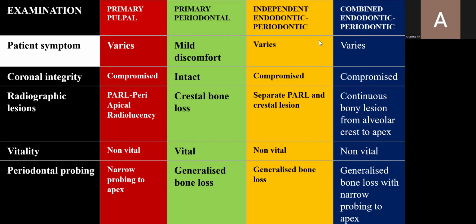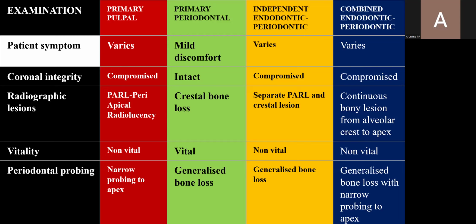If it is primary pulpal, or endo, what are the patient symptoms? It varies. There will be mild discomfort in independent perio-endo lesions. It will vary again in combined lesions. Coronal integrity is a very important thing you have to make out. It is compromised in primary endo, it will be intact in primary perio, and compromised in the case of independent endo-perio. Again, in combined, it will also be compromised.